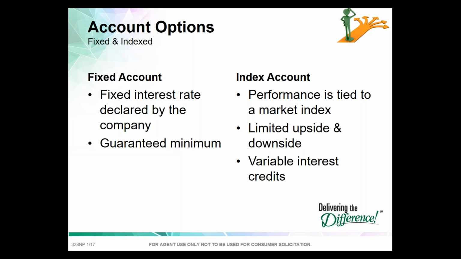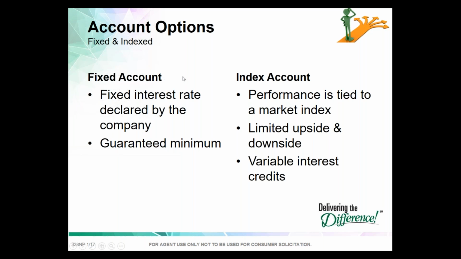So let's look at indexed universal life. Indexed universal life is really like almost any other universal life policy. It's got the same types of things, the same flexibility, the same ability to adjust premiums or adjust death benefit amounts. The real difference is that instead of just having a fixed account, which of course index life has too, the fixed account is just a fixed interest rate declared by the company, and there's a guaranteed minimum.